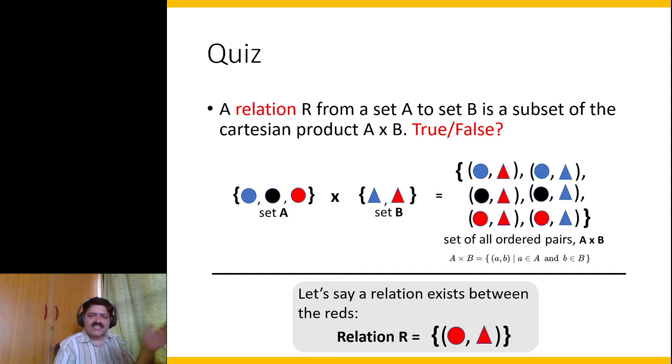So let's assume we have two sets, set A and set B. And let's say I have a set of all ordered pairs A cross B obtained from these sets A and B. Which means simply we take each element of set A and associate it or relate it to an element in set B. So we have a blue circle related to a blue triangle and a red triangle, and similarly a black circle is being related to a blue triangle and a red triangle. So we keep doing this, and if we do this for every element of A to every element of B, then we have a cross product or a Cartesian product.